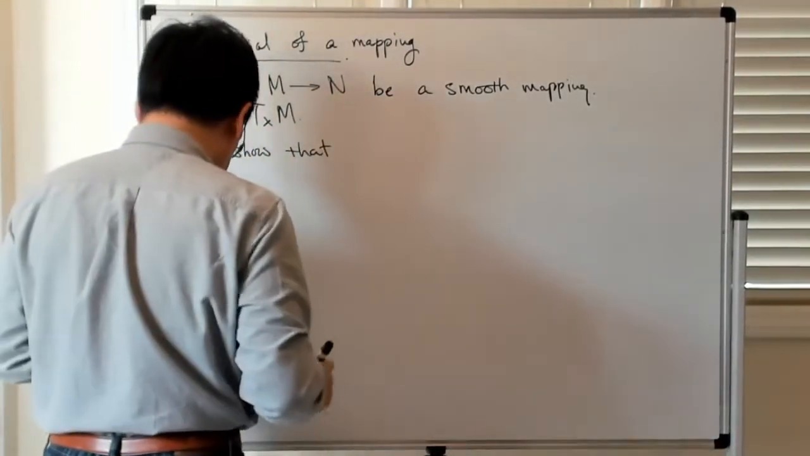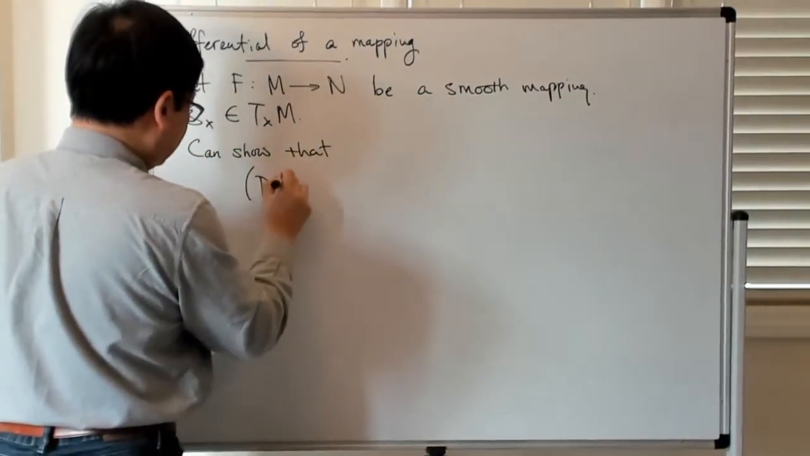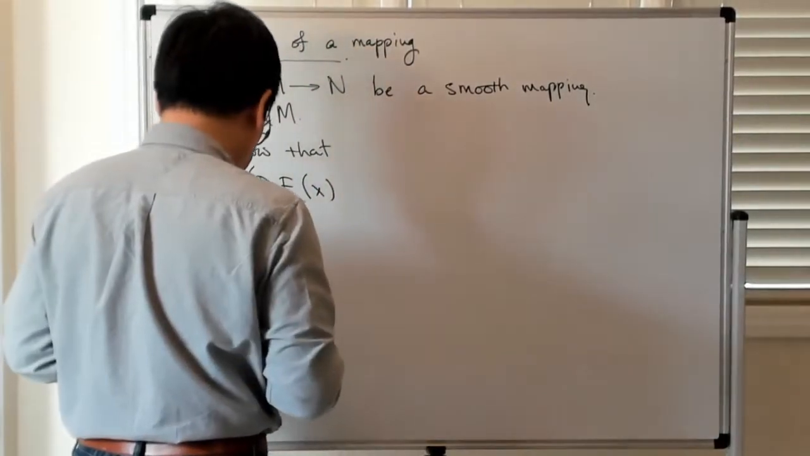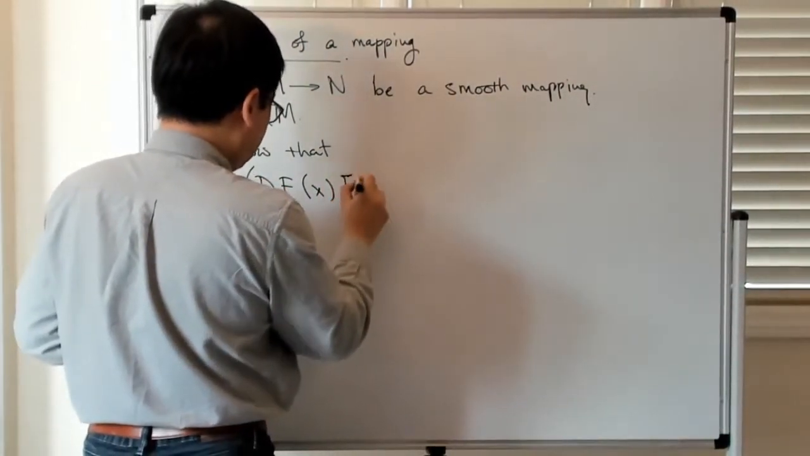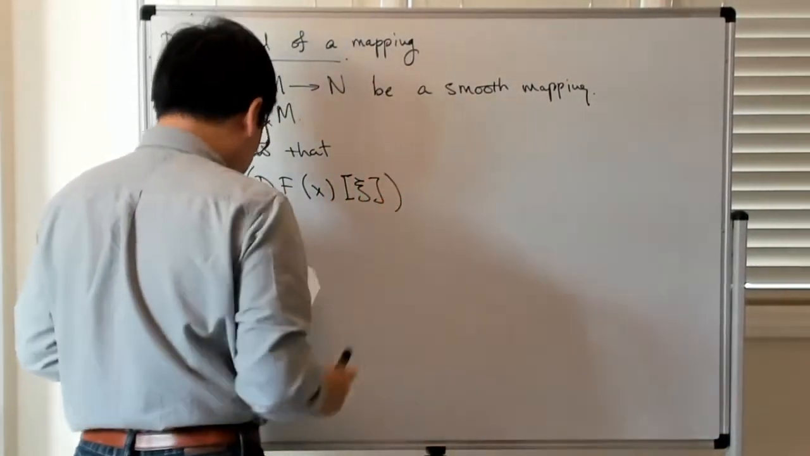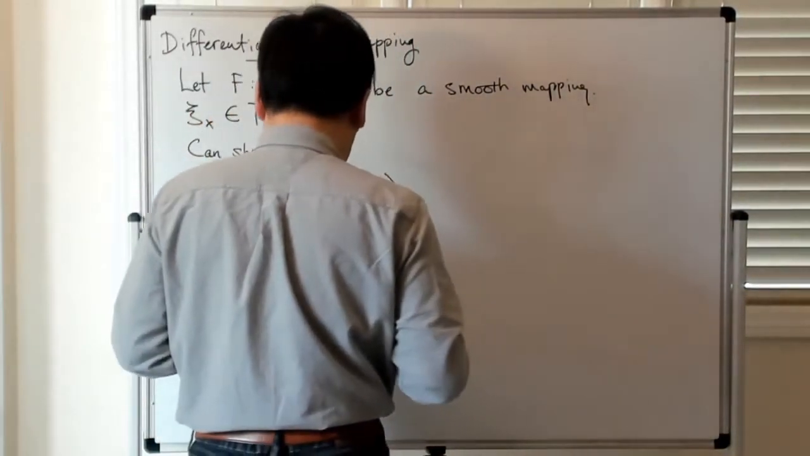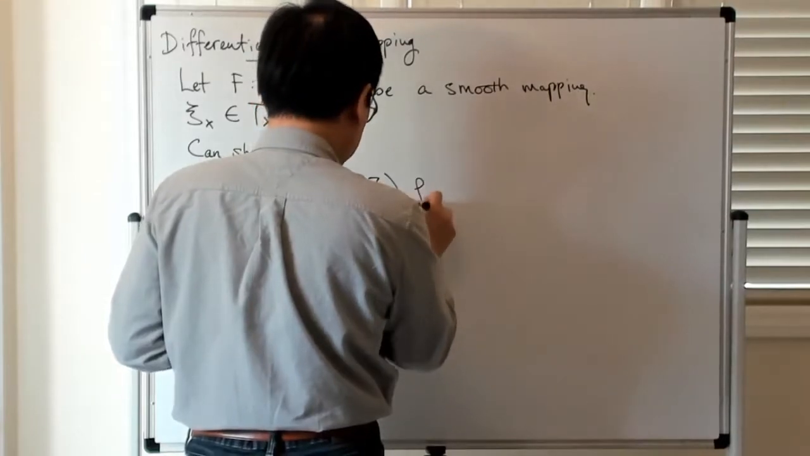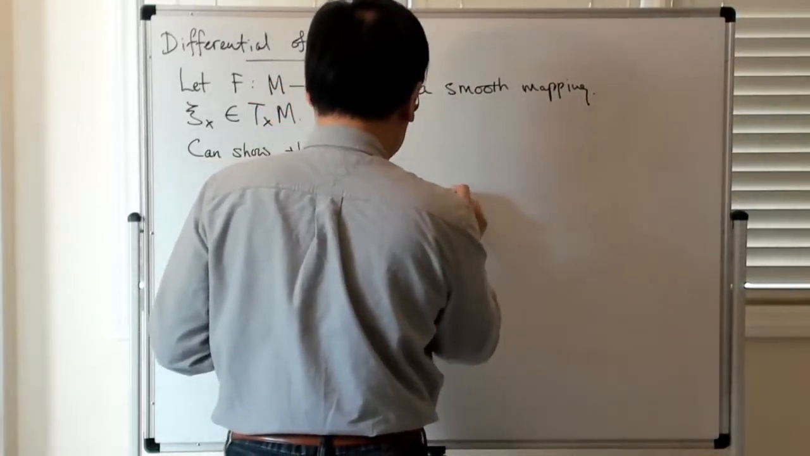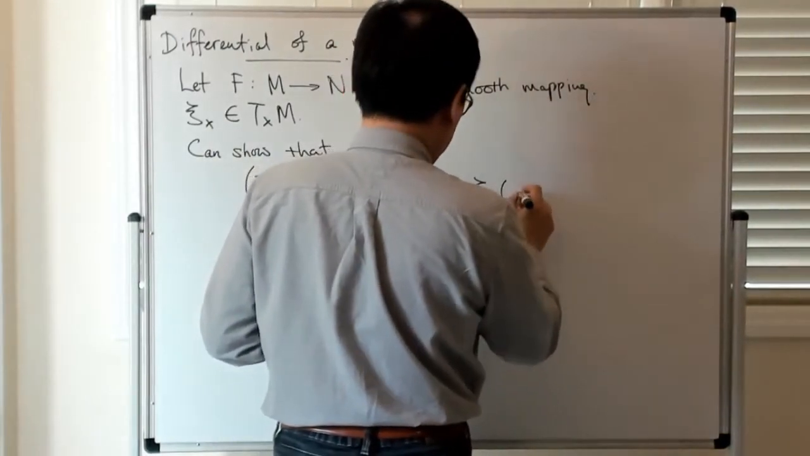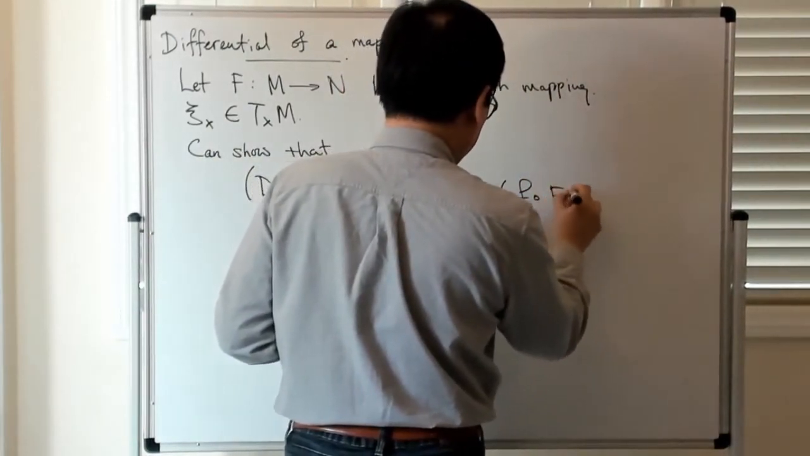Then you can show that if you look at the differential of F at the point X in the direction C, then this acts on a function f in the following way. This is defined to be C acting on f composed with big F.